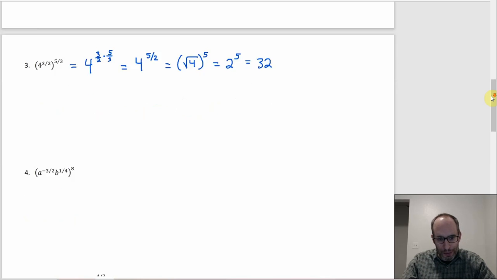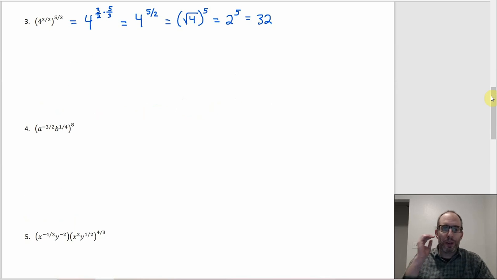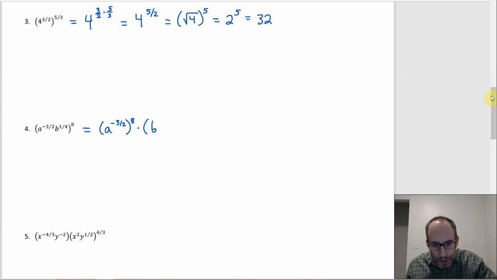All right, number 4. Now we've got a product being raised to a power, so you can just distribute that power. So this will be a to the negative 3/2 to the 8th times b to the 1/4 to the 8th. And in both cases, we've got a power raised to another power, so we can multiply.